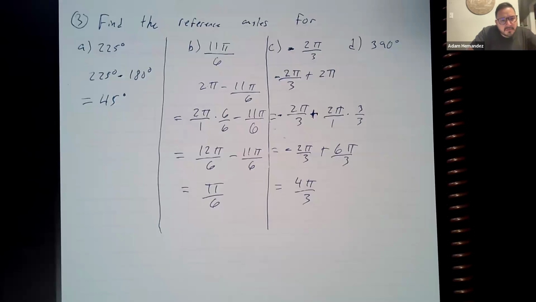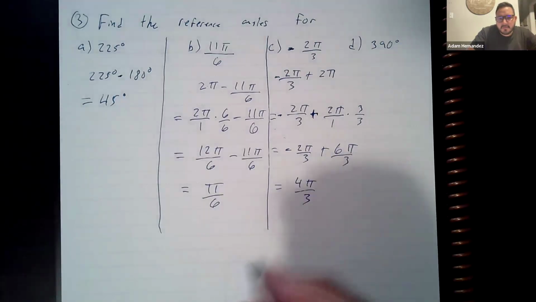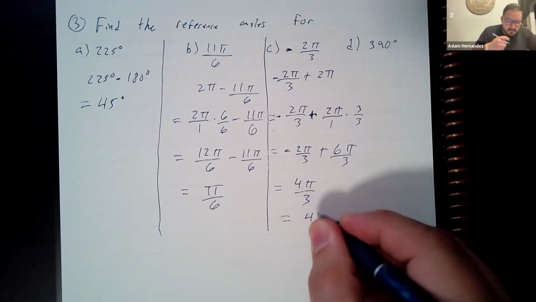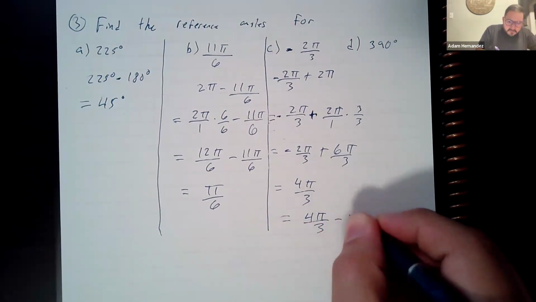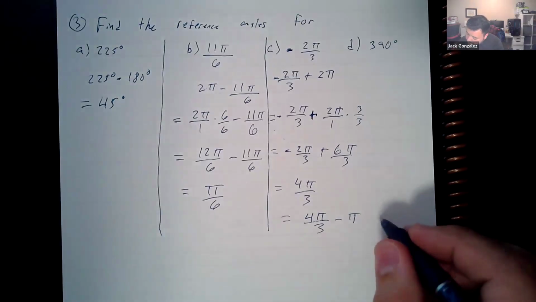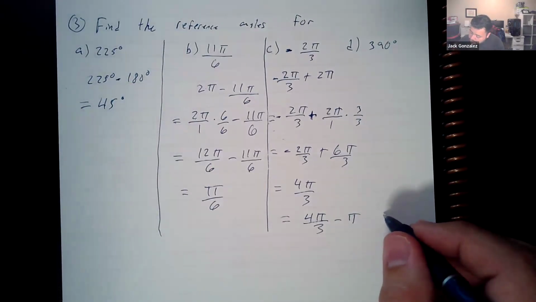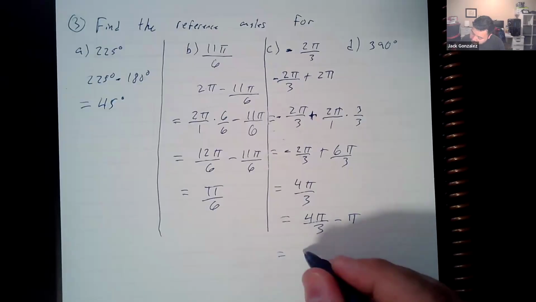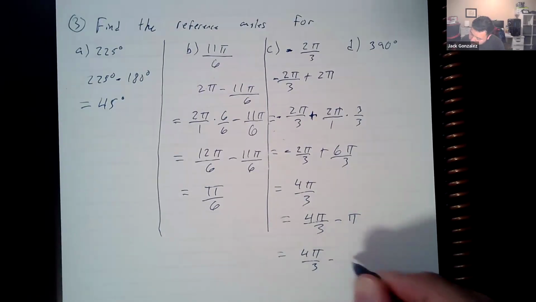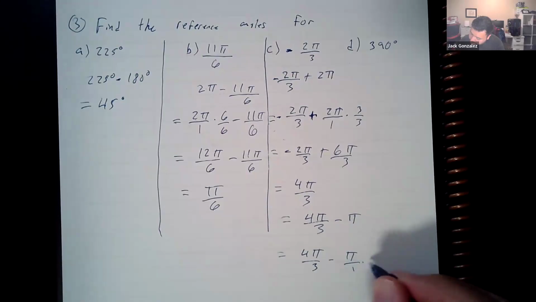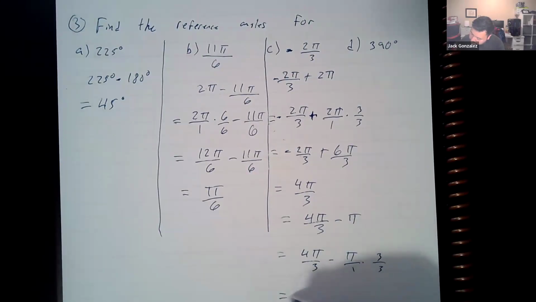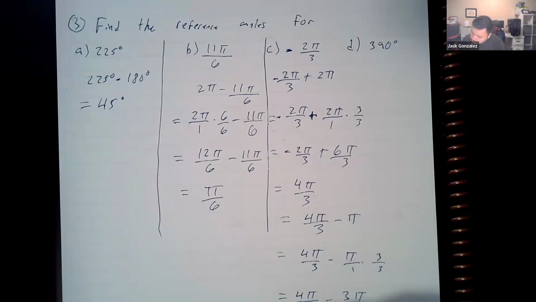Oh, it's in the third. Yeah, it's in the third, and the rule for the third is you subtract pi, 180 or pi, right? 4 pi thirds minus 3 pi thirds, which is pi over 3.